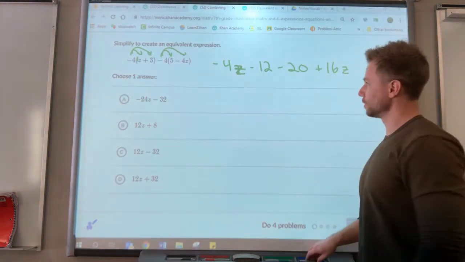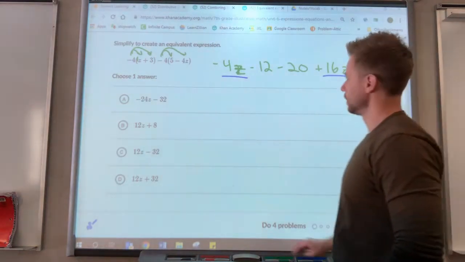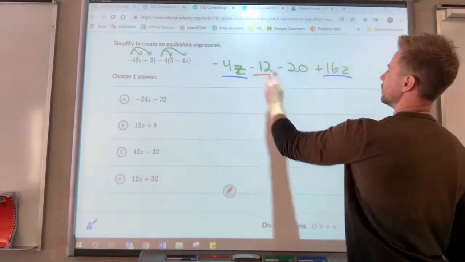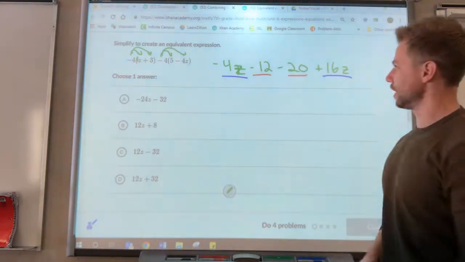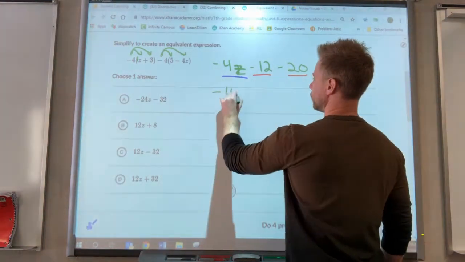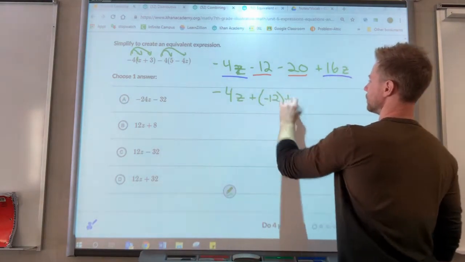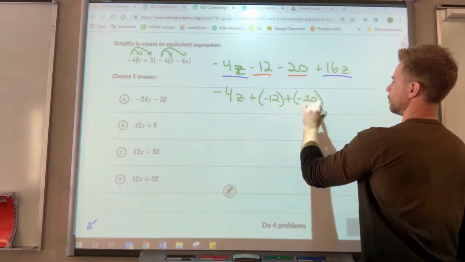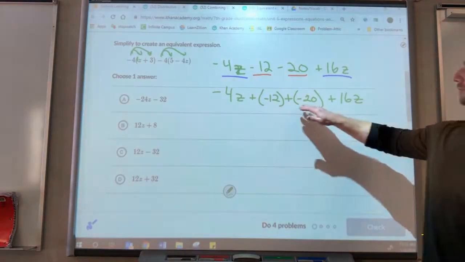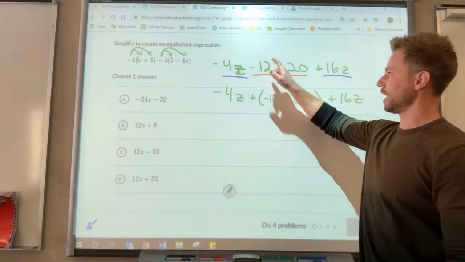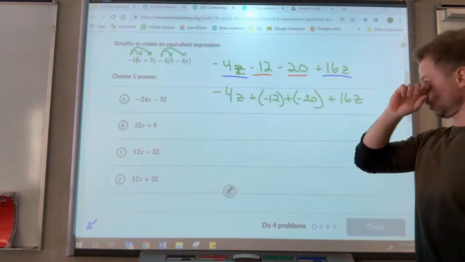Okay, so we have some like terms again. A negative 4z and a 16z. Negative 12 and a negative 20. Okay, if it's hard for you to see the signs of these numbers, I would rewrite them, put the negatives in the parentheses. Okay, the more you do this, the easier it's going to be for you not to have to do that. But if you're struggling to understand that that's a negative 12, put the negative in parentheses. Same thing with the negative 20.